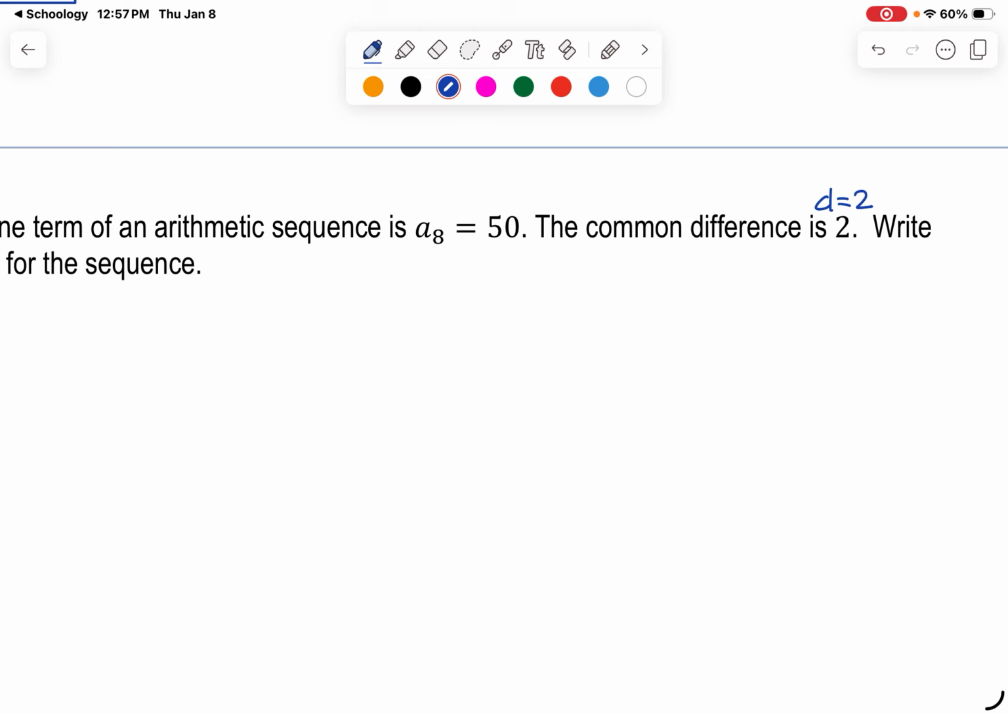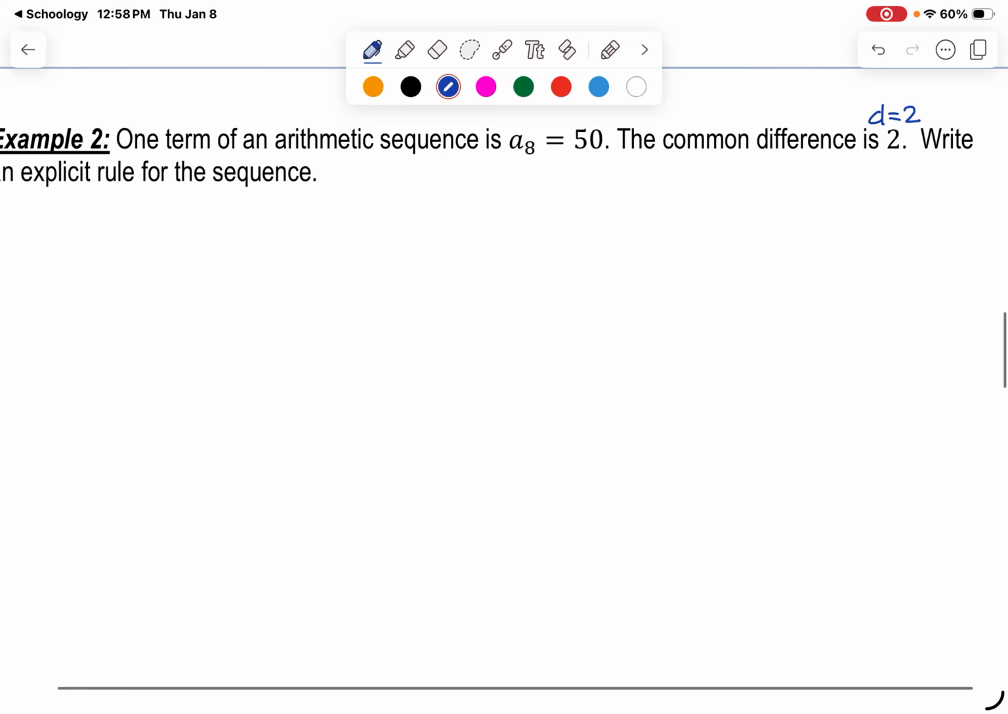So what we're going to do is solve for the first term. Some of you might be saying, well, I'm going to write down 50, and then I know the common difference is 2, so I'm going to subtract 2 until I get to the first term. Yes, that's fine and dandy for this problem, but what if I gave you the 800th term? Do you have time to do that? No, right? So we have to make sure we have an algebraic way of doing that.